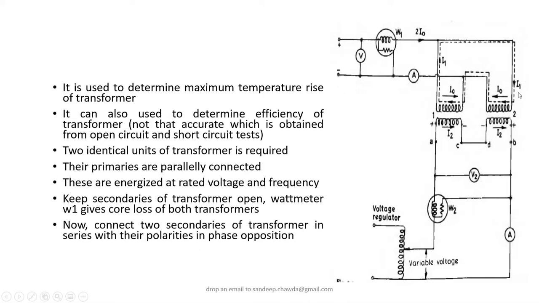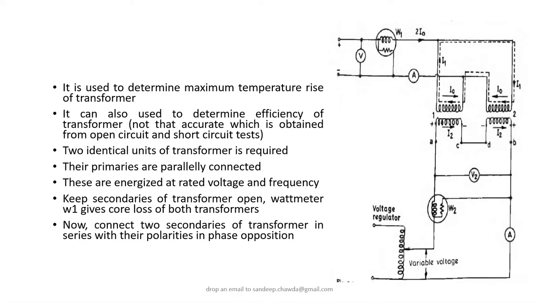Okay, now you can connect two secondaries of transformers in series with their polarities in phase opposition. So now the two transformer secondaries are connected in series, and the mandatory condition is that their polarities should be connected in phase opposition. So how can we determine, if you have connected the transformers in series, whether it is connected in phase opposition or not? That we need to determine.